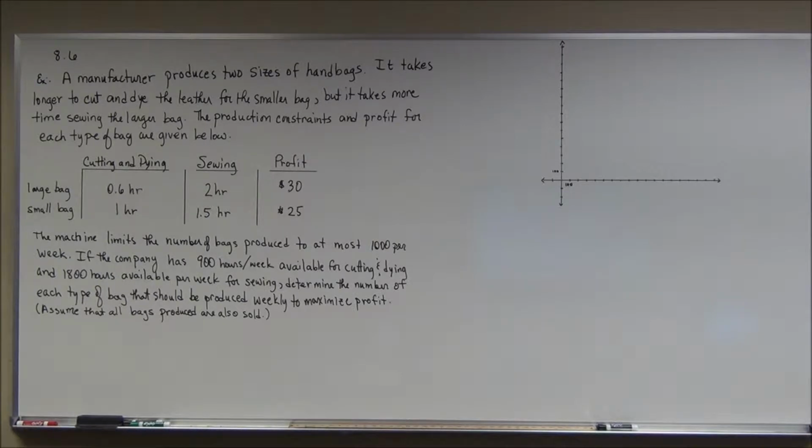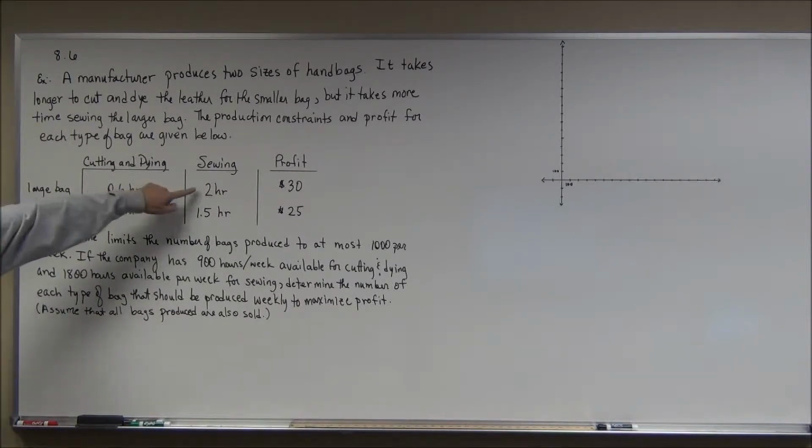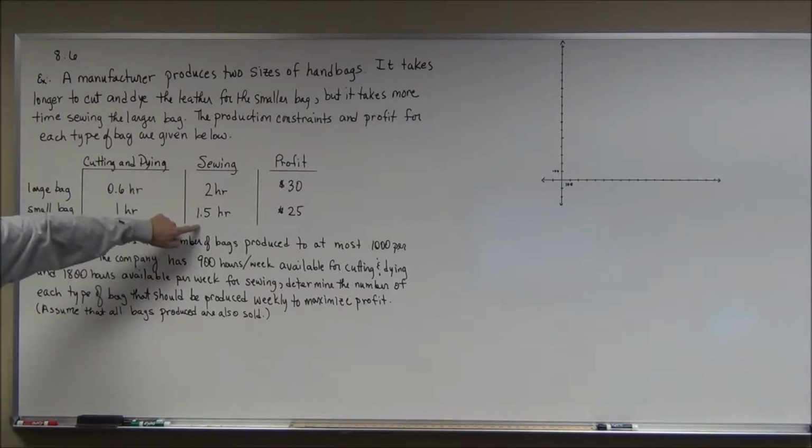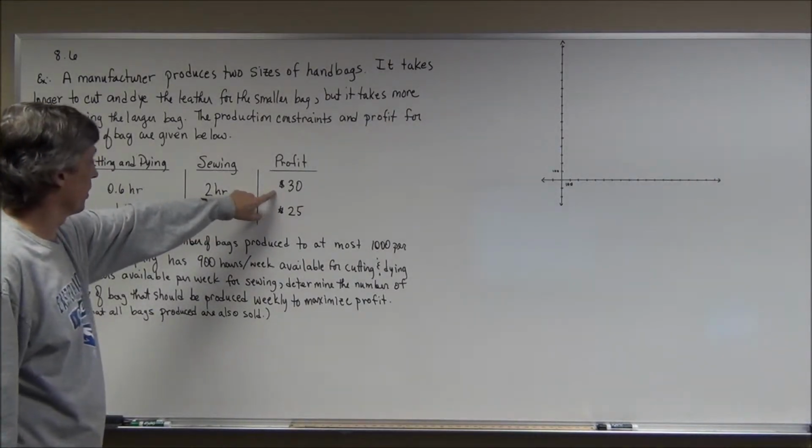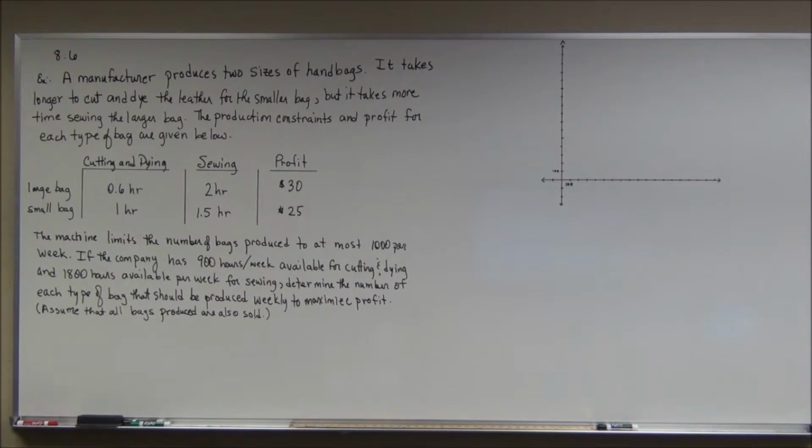A manufacturer produces 2 sizes of handbags. It takes longer to cut and dye the leather for a smaller bag, but it takes more time sewing the larger bag. The production constraints and profit for each type of bag are given below. And as you can see in this little table, cutting and dyeing one of the large bags takes 0.6 hours, a small bag 1 hour. Sewing takes 2 hours for a large bag, 1.5 hours for a smaller bag. And you can see the profit here, $30 profit for the large bag, $25 profit for the smaller bag.